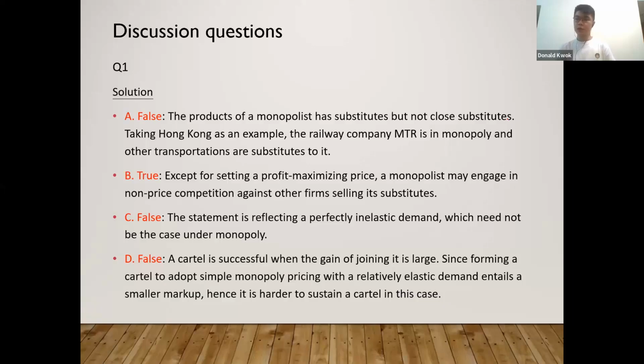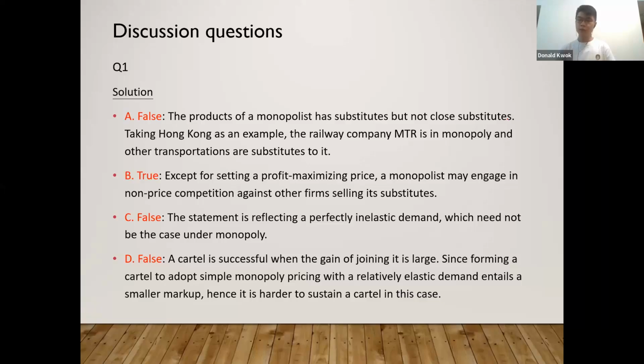Okay, so if the cartel is facing a more elastic demand, then the markup will be smaller. Thus, the benefit from sustaining the cartel will be lower. Okay, harder to sustain the cartel or the union. So D would be false.